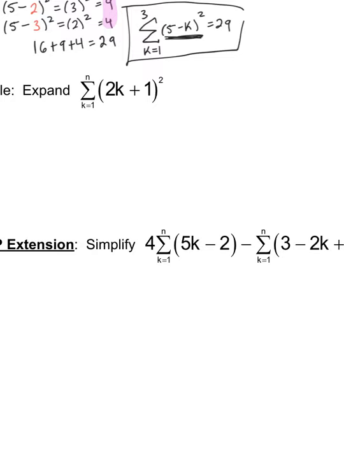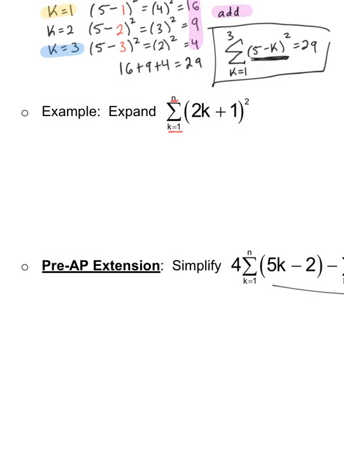So my starting number here is 1, and my ending number is n. I don't know what n is. It could go on forever and ever. It's just some number. So I'm just going to get the first maybe 3 terms for this and go from there. So if my k is equal to 1, that means that I'm going to have my sequence here, and I'm going to replace k with 1. So I've got 2 times 1 plus 1 squared. So that's 3 squared, which is 9.